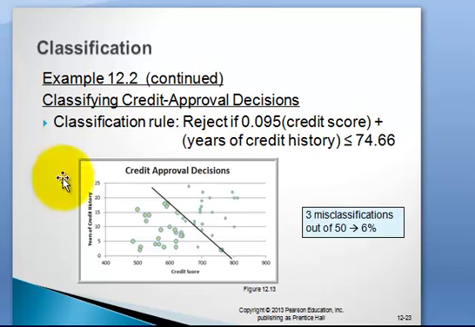We could get fancy. We could get some points and draw a linear line. The other one was a linear line too, but we could put some slope into this equation. Rather than just say over 640 we approve, under 640 we reject, we could weight the credit score by a certain amount and add in the years of credit history. If that factor is less than 74.66, we reject. We'd have some misclassifications using that rule of thumb.